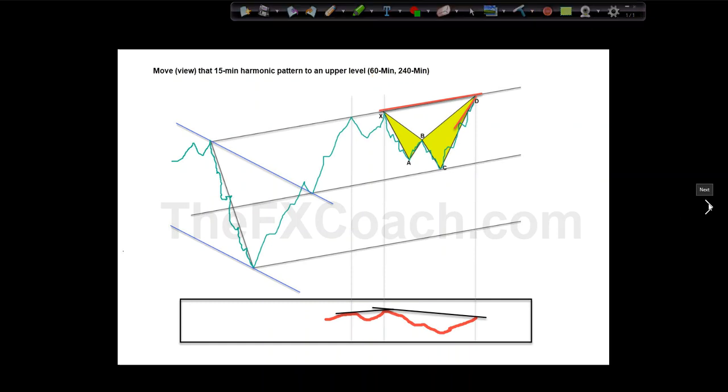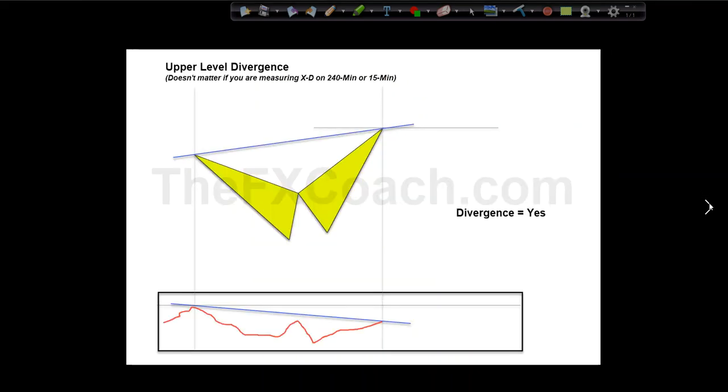Just bear with me, it's going to come together here in a second or two. So, upper level divergence, the X to D divergence, doesn't really matter if you're measuring on a 240 or 15 minute. Does that seem in contrast to what I've been saying? No, not, just bear with me. Yes, in this case, we're seeing divergence. Doesn't matter which one we're measuring this on.